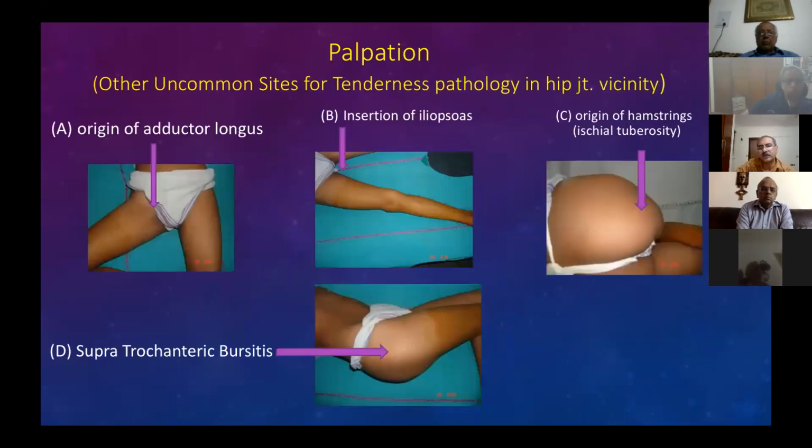Now there are other uncommon sites for tenderness in different pathologies of the hip joint. Sometimes there may be tenderness along the origin of the adductor longus, insertion of the iliopsoas, or tenderness at the trochanteric bursa, or the origin of the hamstrings may be tender at the ischial tuberosity. But basically, we are concerned with anterior hip joint tenderness and the bitrochanteric pelvic compression test, which will denote central tenderness.